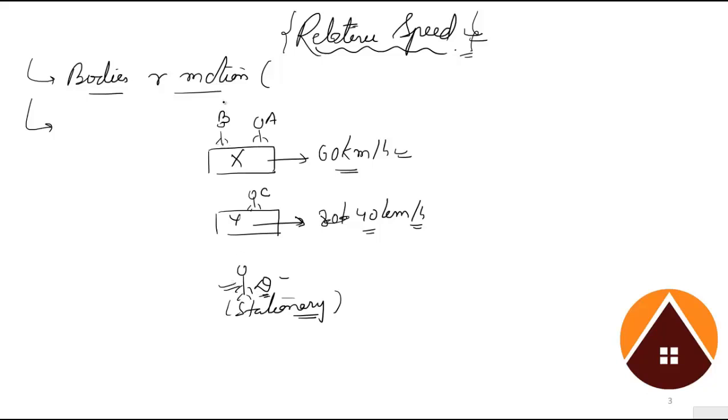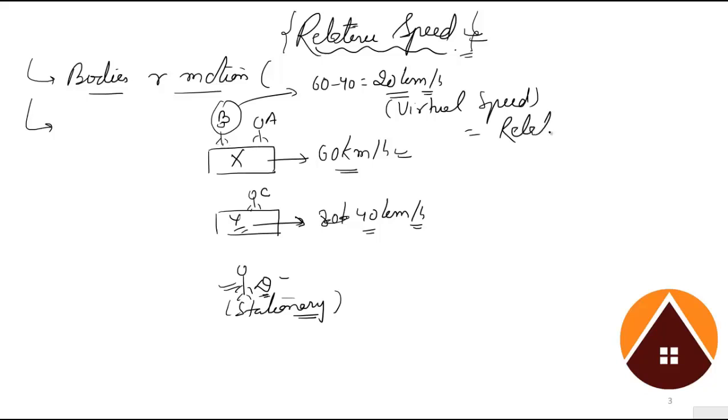But if I ask B what is the speed of car Y, then B will tell that the speed of car Y is 60 minus 40, that is 20 km per hour. So 20 km per hour is not the actual speed, it is something like the virtual speed. This is called the relative speed. This is the speed which is felt virtually by this person B or this person A.